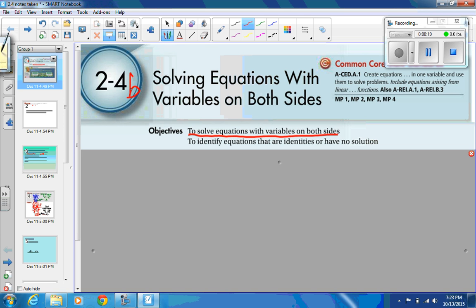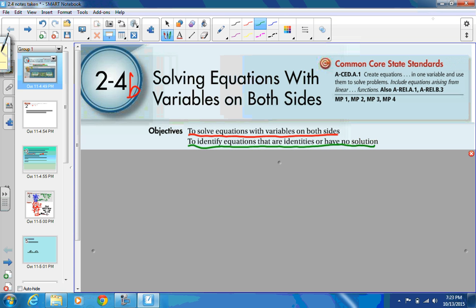Now, we already had the first part of 2-4, so this is going to be section 2-4 part B. And we're going to deal with the second goal, which is to identify equations that are identities or have no solution. So we're still dealing with those multi-step equations or equations with variables on both sides. But now we're going to find some that have no solution or are called identities. We'll talk about what that means in just a second.